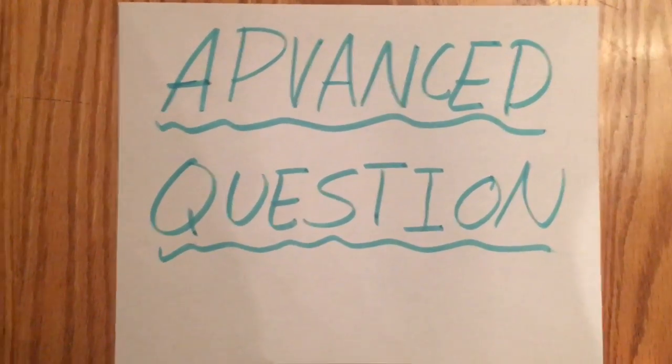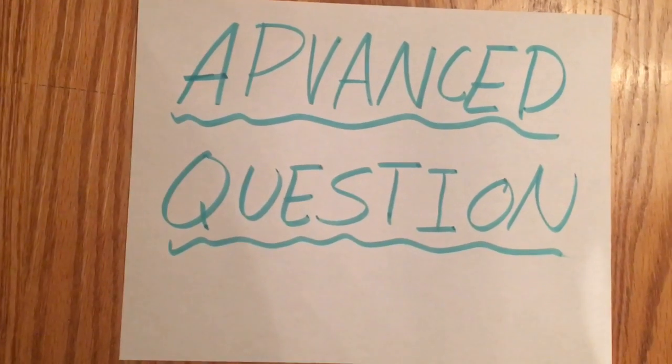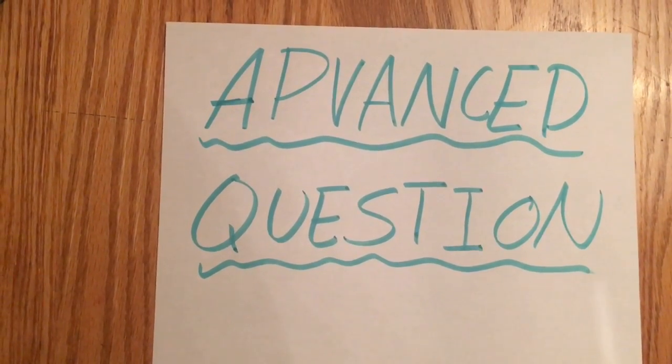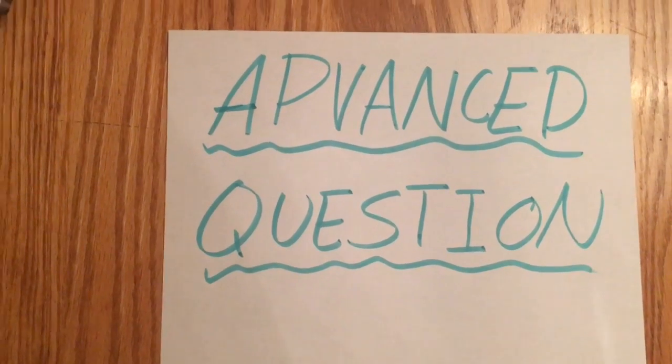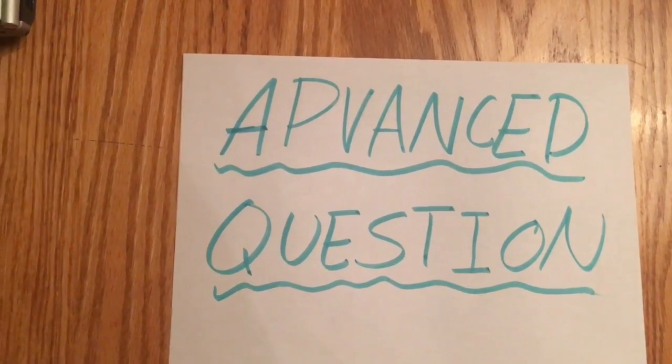Okay, now it's time for the advanced question, which says you play 2 games against the same opponent. The probability you win the first game is 0.4. If you win the first game, the probability you also win the second is 0.2. If you lose the first game, the probability that you win the second is 0.3.